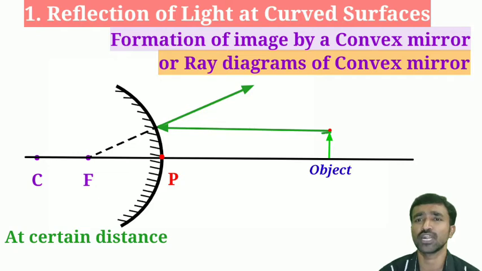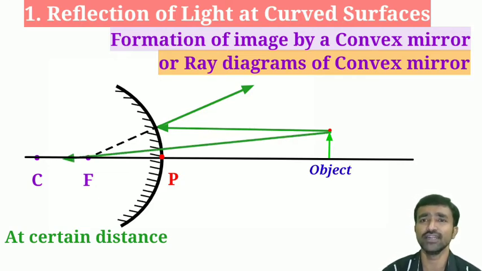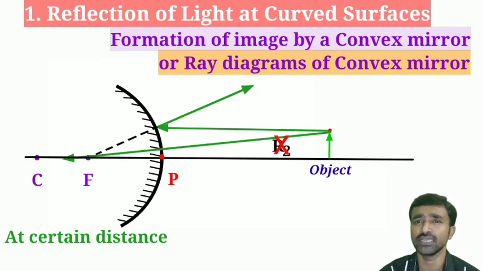With the focus, you are unable to characterize the image nature. Just look here, it will meet at the focus. So you will not get the converging point of the reflected light rays. So don't select that R2 in case of a convex mirror. Always select R1 and R3.